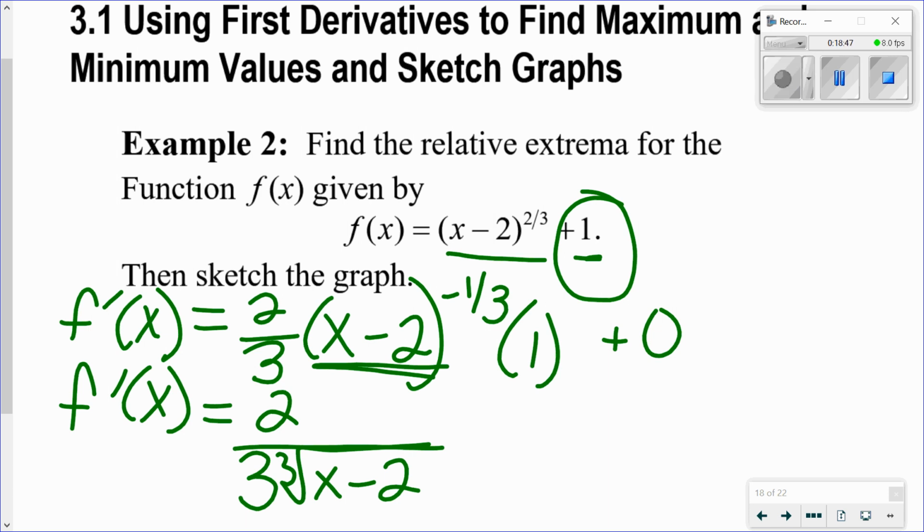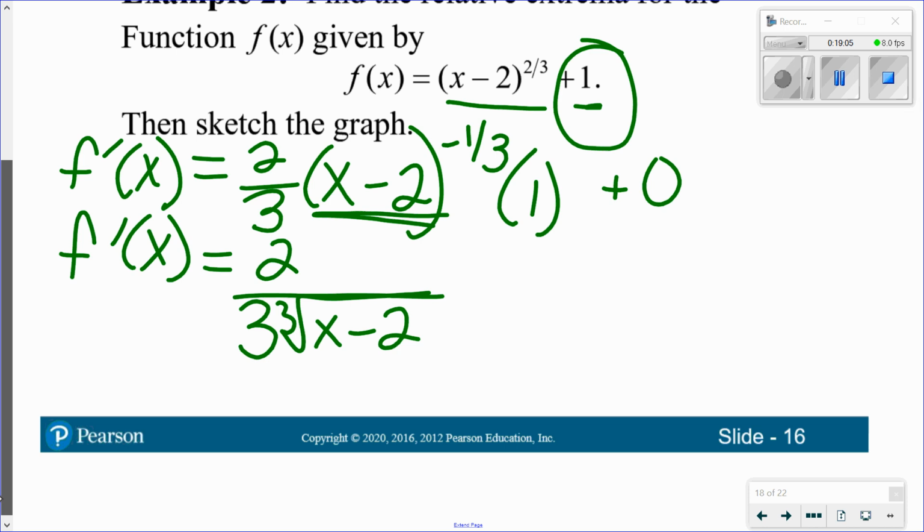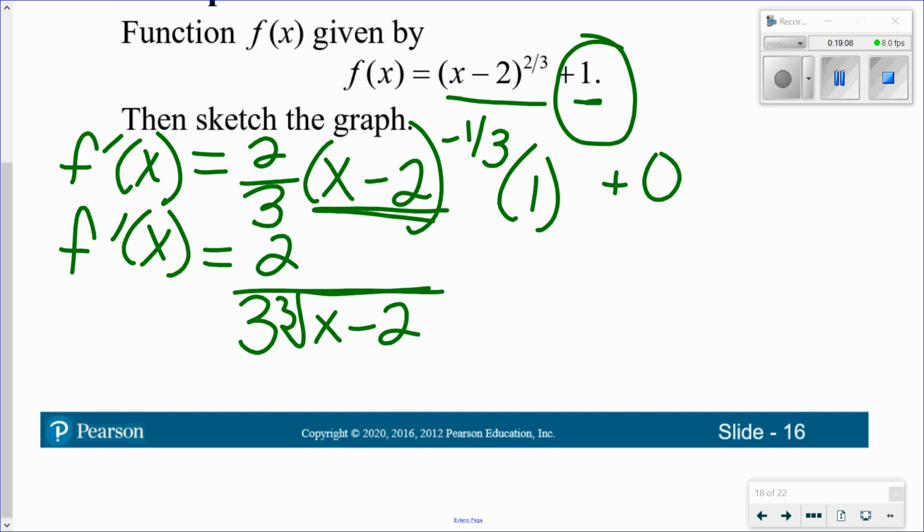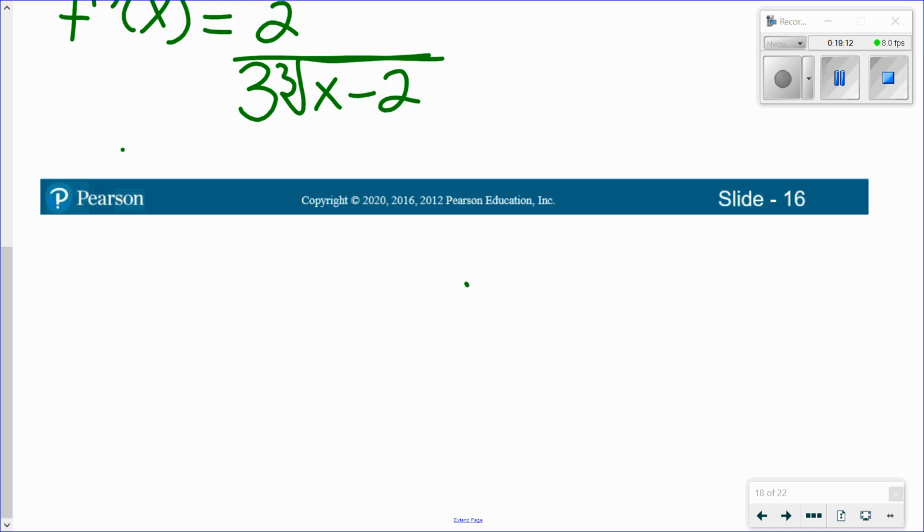Okay, so remember, there are 2 places where we're going to have critical values. One is when we set this equal to 0, and the other is where this does not exist. Now, this one has an x in the bottom of a fraction, so it not existing is a very real possibility. So let's do both of those. Okay, so if I set this equal to 0, so I have 2/3 cube roots of x minus 2.